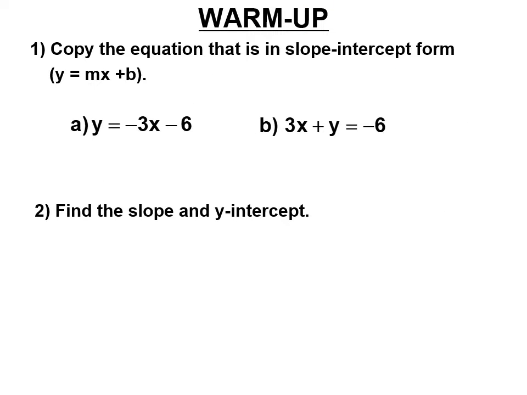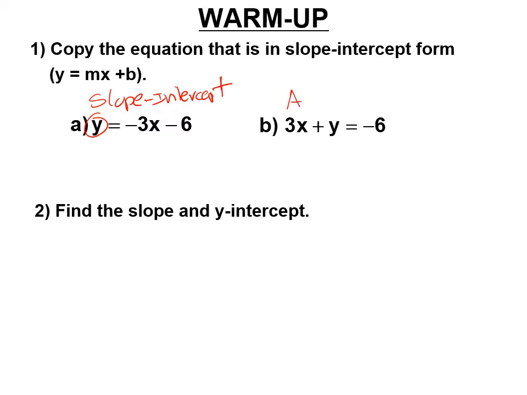All right, so which one? You have to know which one is which by just looking at it. All right, so this is slope intercept. How do you know? Y is on one side of the equal sign all by itself. If I wrote negative 3x minus 6 equals y, that is still slope-intercept form. But we all put y on the left. But this y is by itself, it's slope-intercept.